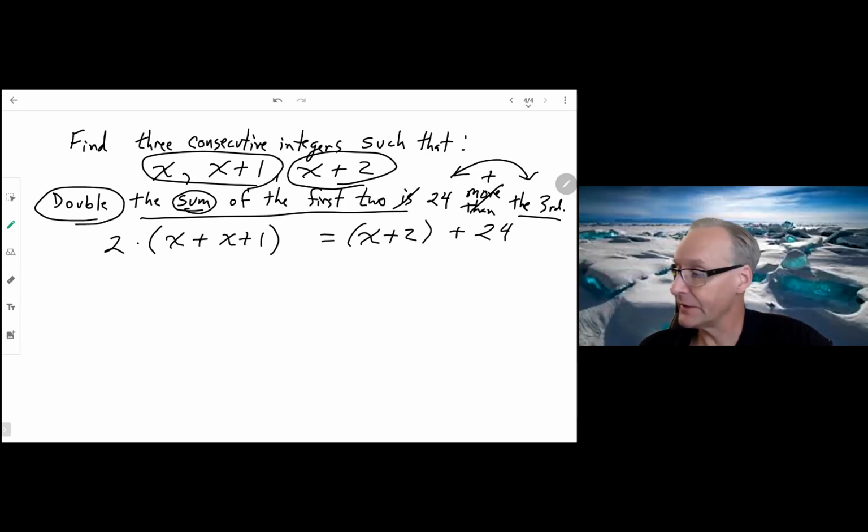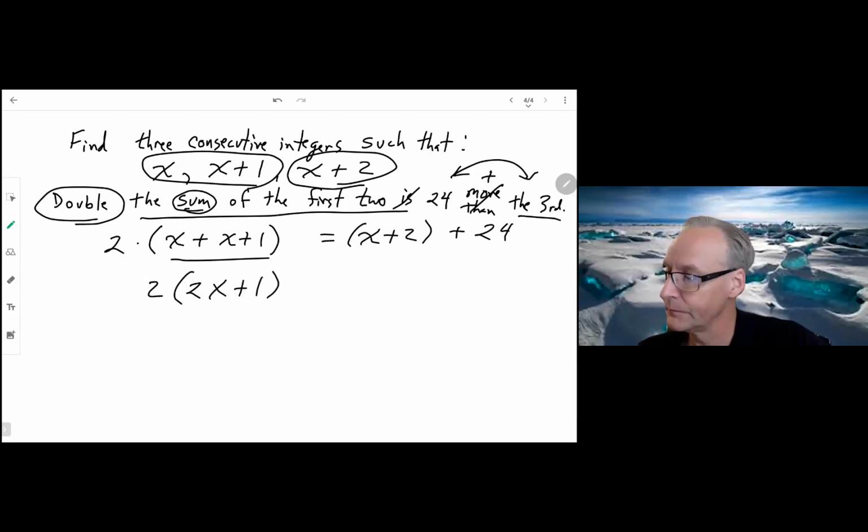All right, there it is. Now we simplify. We have to do what's inside parentheses first, which is find the sum of the first two integers, which is 2x plus 1. And this is x plus 2 plus 24, which is x plus 26. I can add the 2 and the 24. And I have to distribute the 2.